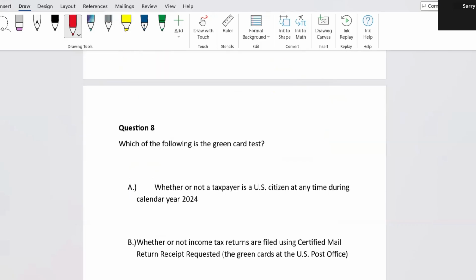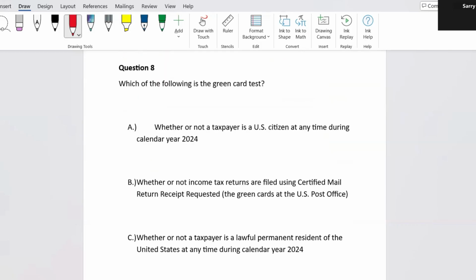Which of the following is the green card test? Essentially, the green card test is asking, is this person here lawfully? And just remember that green card means lawful permanent resident. That's what it means essentially. When somebody has a green card, they are allowed to live in the United States permanently. They can have a permanent address here. So it's not a matter of whether the person is a U.S. citizen or not. We eliminate that one.